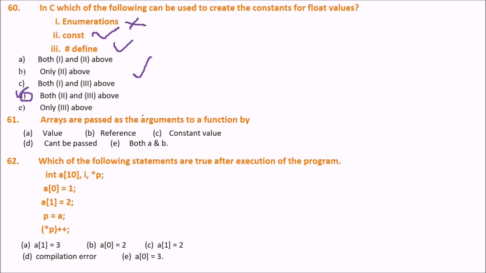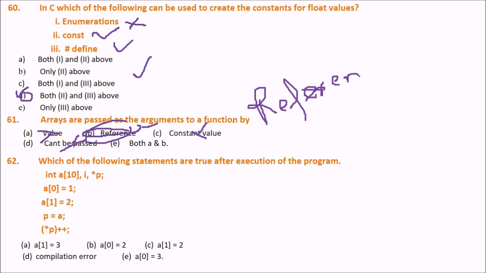Next is, arrays are passed as the argument to a function by what? So these are options for you. Tell me the answer. The answer is B, reference. Why? Because according to C language syntax, an array can only be passed by reference, not by value. Can it be passed by constant value? No. Only the answer is by reference.